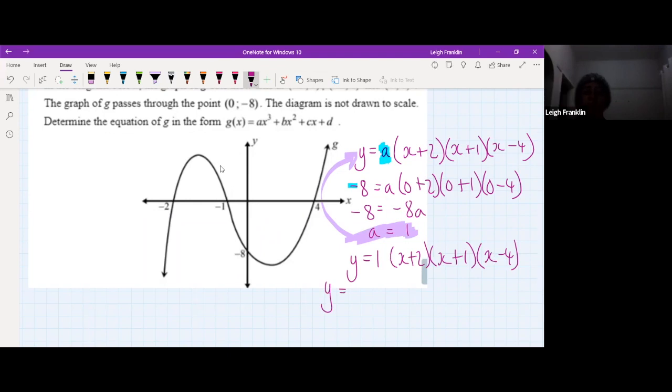Because they expect us to write this in the form ax cubed plus bx squared plus cx plus d, it is now our job to multiply the brackets out. So do FOIL and then multiply whatever linear factor is left over. It doesn't matter which brackets you choose to FOIL. This is what I do: I always leave the first bracket and then I FOIL the second two. So that gives us x squared minus 3x minus 4.